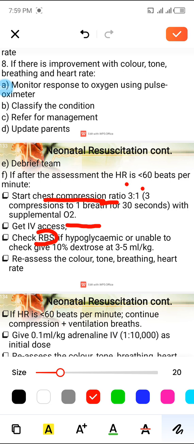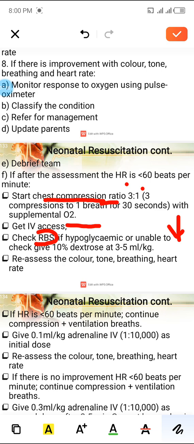So you need to ensure that the baby is having at least a normal range in terms of blood glucose. If it's reduced, then you are able to provide 10% dextrose at 3 to 5 mls per kg. So provide dextrose if the RBS is reduced. Say, for example, you find an RBS of 3 or 4, you can provide dextrose, or even some will do it at 2 millimoles per liter. Okay, that's what you're going to be doing.